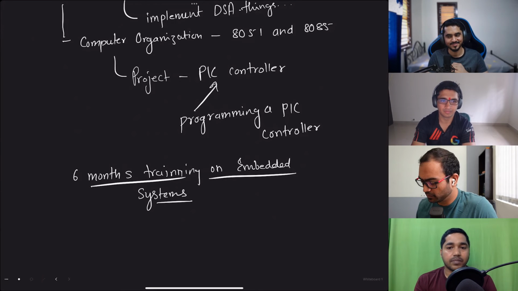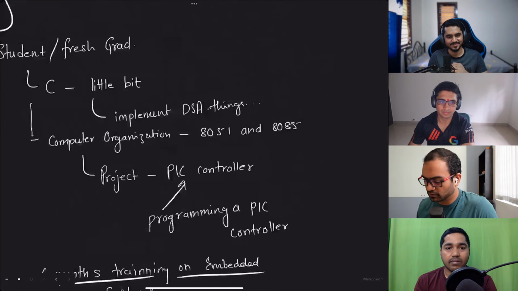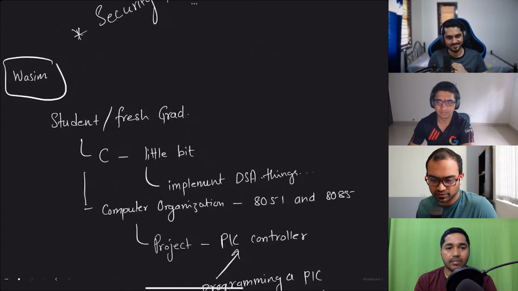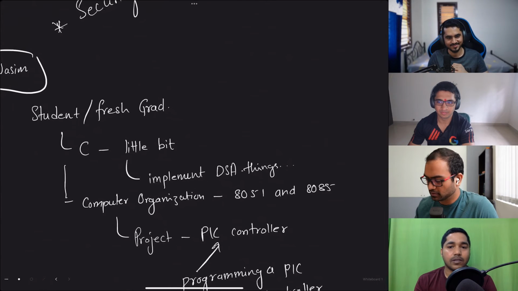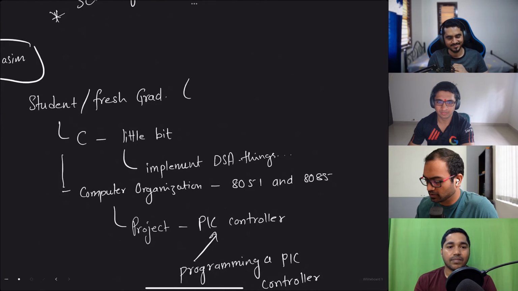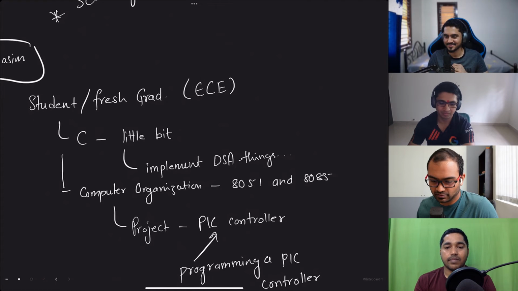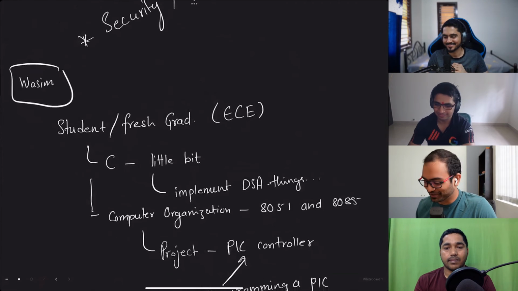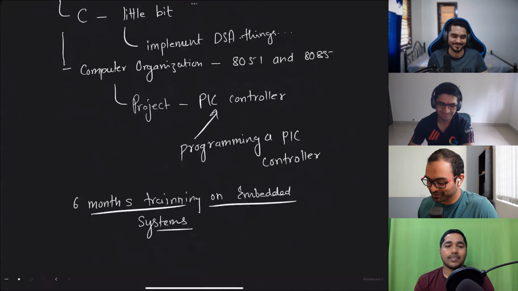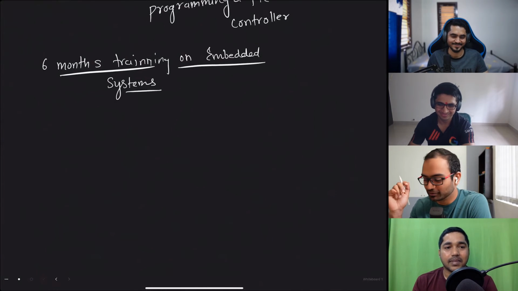Just a moment. Before we proceed, as a student, what was your background? Computer science, something else? Electronics and communication. Okay, so you were an ECE. Rajat, what was your background? ECE? Electronics and communication. Okay, so we have one CS, two ECE. Go ahead, Wasim.